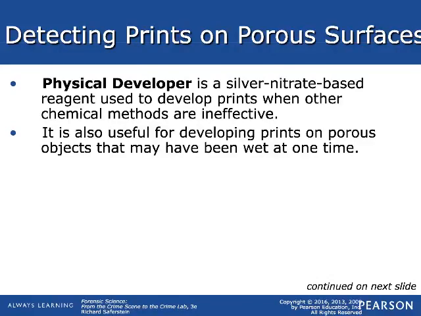Okay, another way to detect fingerprints on porous surfaces is what's called a physical developer, with a capital P and a capital D. It's a silver nitrate based liquid, and it's good for things that were wet at one time. Silver nitrate makes things look gray or silvery. So this is maybe like a last resort. You try super glue, you try iodine, you try ninhydrin, and then you could use the physical developer, which is the silver nitrate.